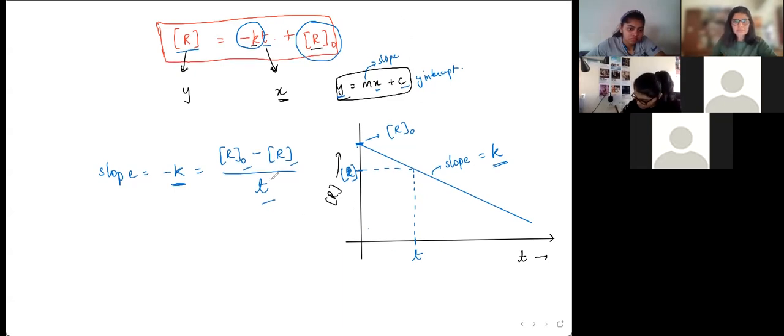You can apply this instead of initial concentration. You can take it at any other point also. So if you have like at T1, T2, it's going to be concentration at R1, R2, then R1 minus R2 divided by T2 minus T1. So basically, in any way, the gradient is going to give you the rate constant.